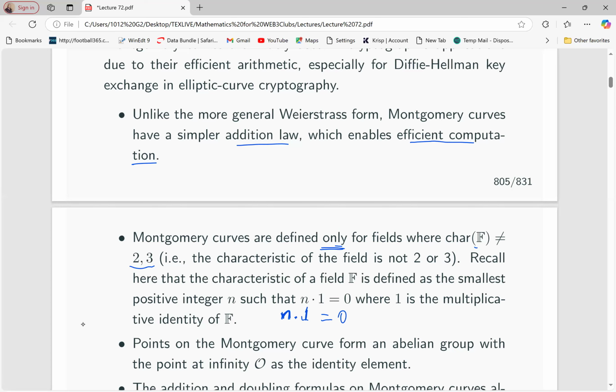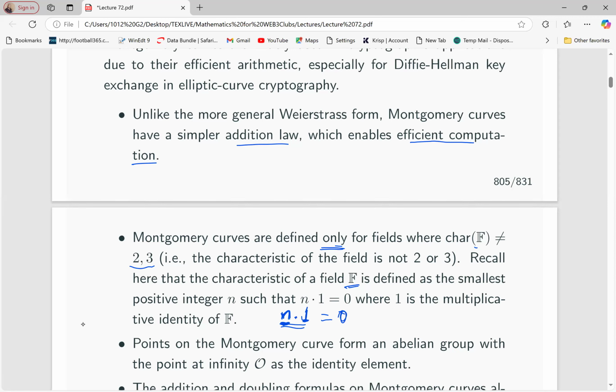And of course, what this means is not actually just multiplication. The characteristic of a field is that number n where, when you add 1 n times, you get 0. That's what characteristic means.